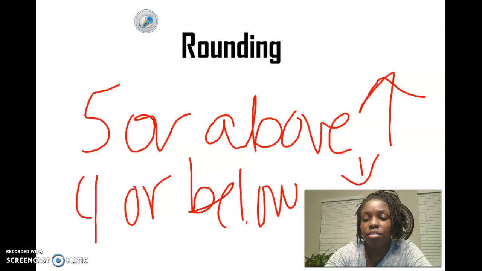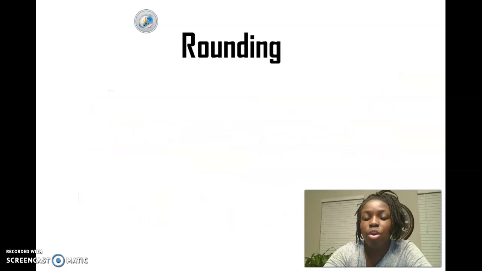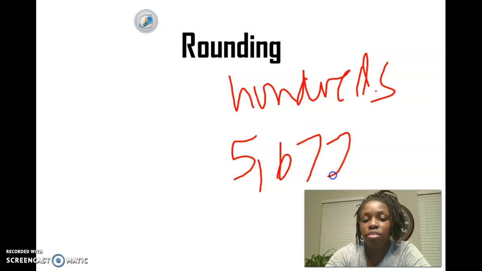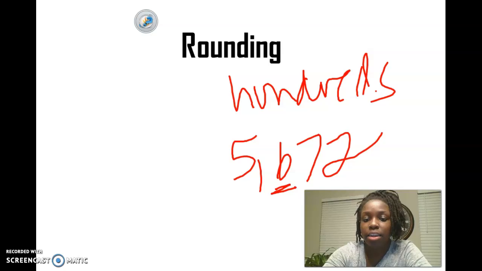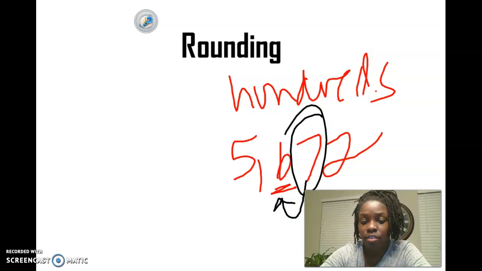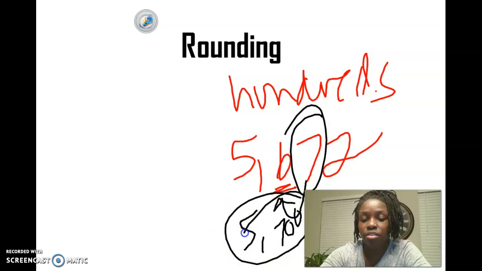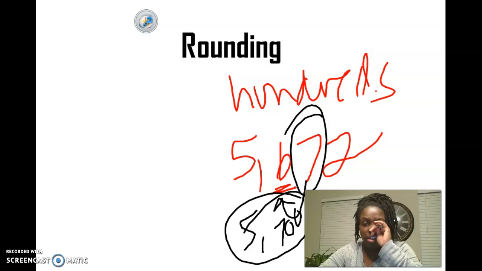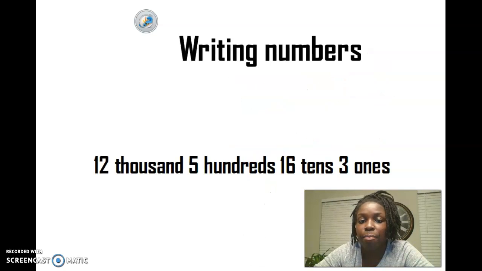If I have, for example, round to the nearest hundreds, if I want to round this to the nearest hundreds, and I have 5,672, I'll look behind it, and behind it is a 7. Is that above or below? That's above. So 5 or above, give the 6 a shove. The 6 turns to a 7, bring down your 5, everything else turns to zeros. So that's 5,700. So please remember when you're rounding to do that thing.